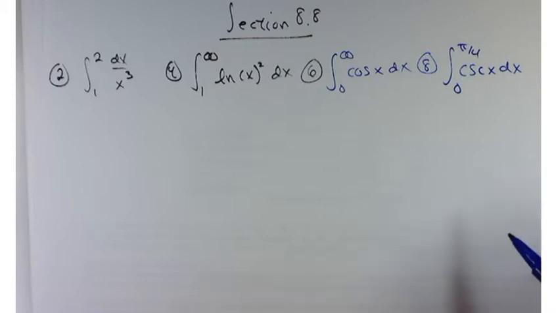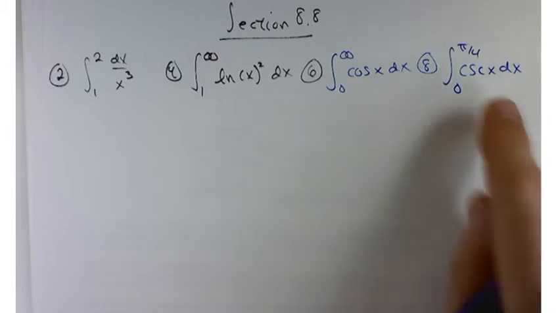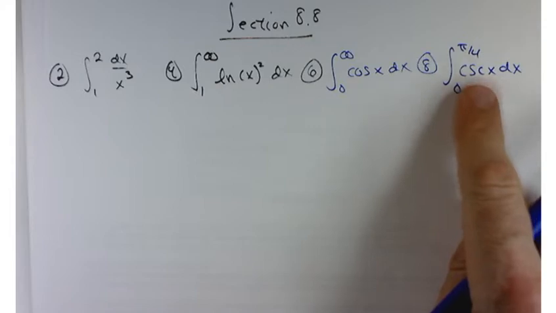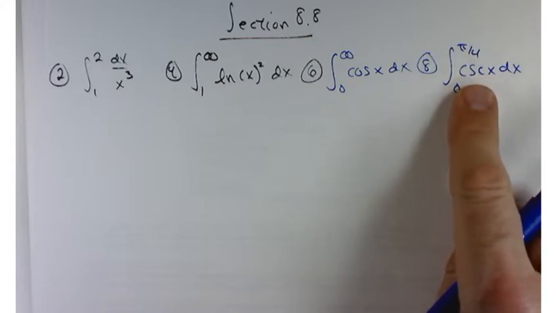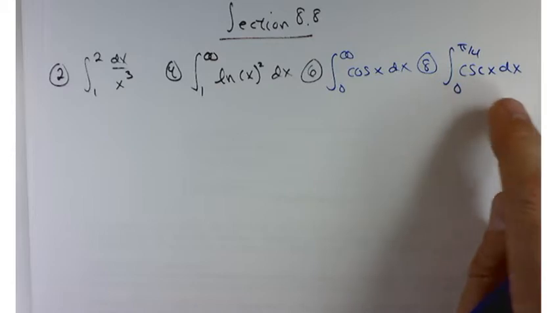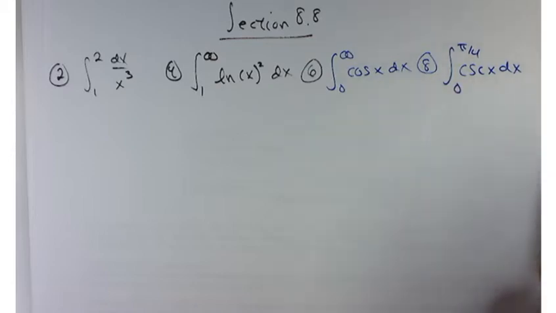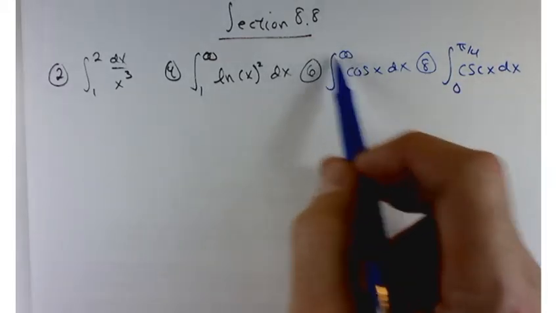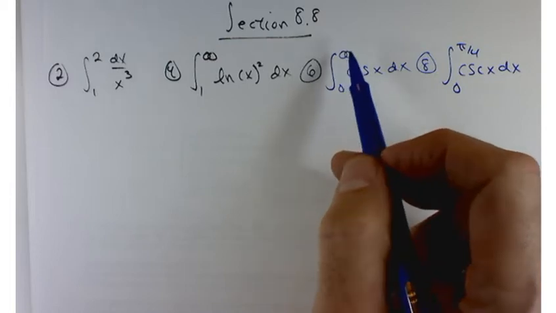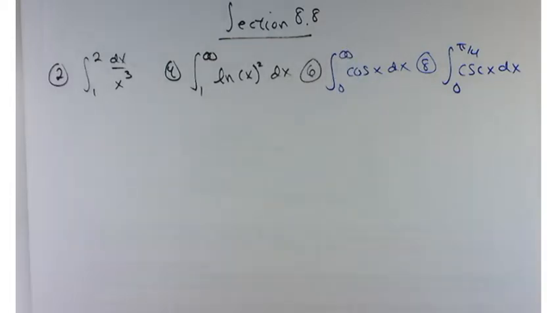Well, the last one has kind of a problem in as much as cosecant's not defined at 0. So that's kind of a problem. What else could be a problem with a couple of these integrals? Yeah, infinity is your limit on these things, right? How do you calculate the area all the way out to infinity? Well, that's what we're going to figure out.